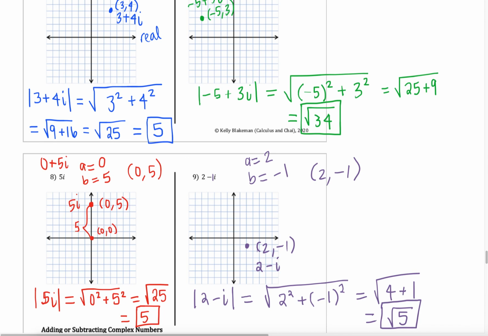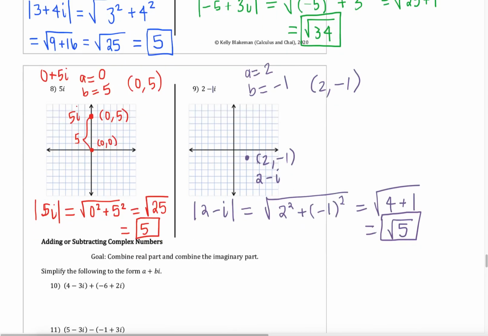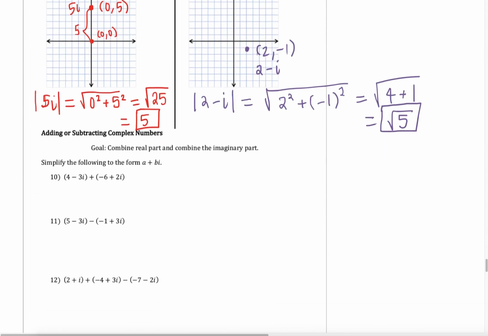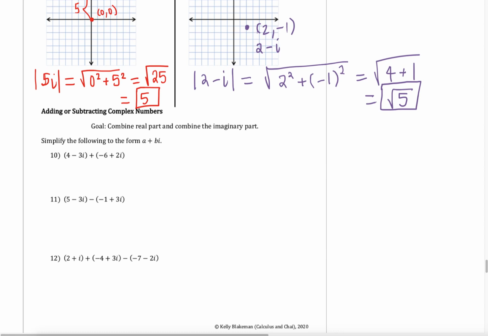So far we've learned how to graph our complex number by identifying the real and the imaginary component and plotting that coordinate pair, as well as find our absolute value of the complex number using our Pythagorean theorem. The next thing we're going to look at is, well, how can I add or subtract complex numbers together?